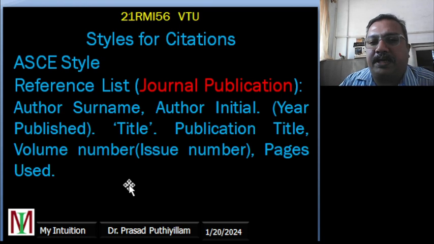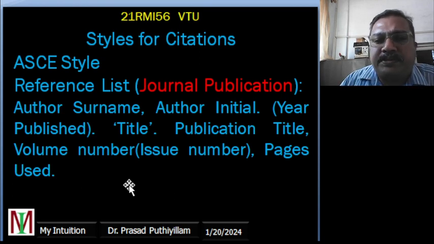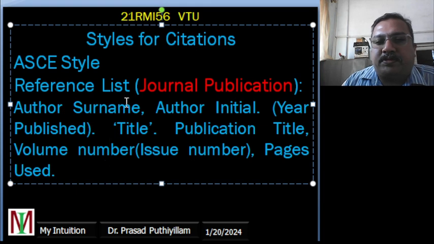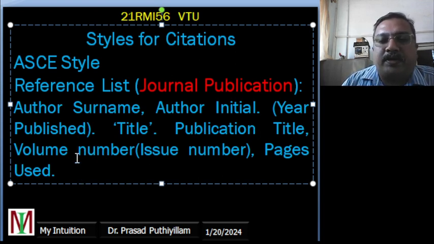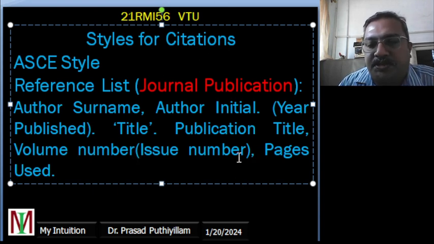Okay, if it is a journal publication in ASCE, first we need to give the author surname. Suppose my name is Prasad; the full initial would be Puthiillam, but I can put simply P, so it becomes Prasad, P dot. Then the year published, which year the journal is published, the title of the journal, full stop, the publication title, comma, publication title means the name of the journal, then the volume number, which volume it is published, and without space in bracket we have to mention the issue number.